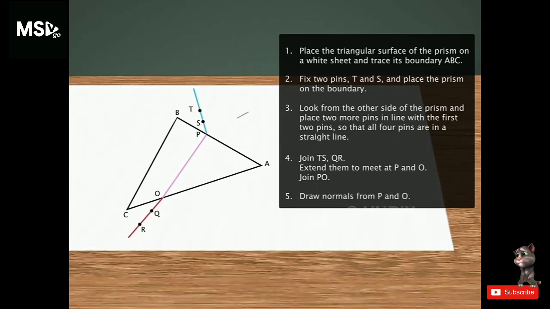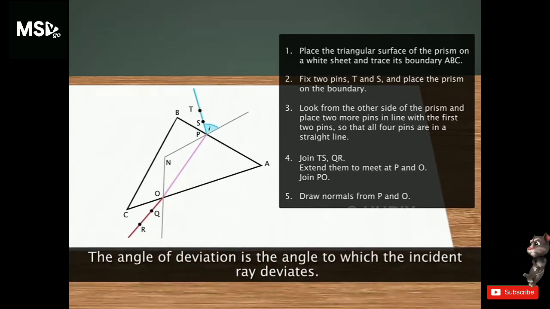Draw normals PN and ON at points P and O respectively. Mark I as the angle of incidence and R as the angle of refraction. The incident ray is extended forward and the emergent ray is extended backwards. They meet at M, forming the angle OML. Measure the angle. This angle is called the angle of deviation.